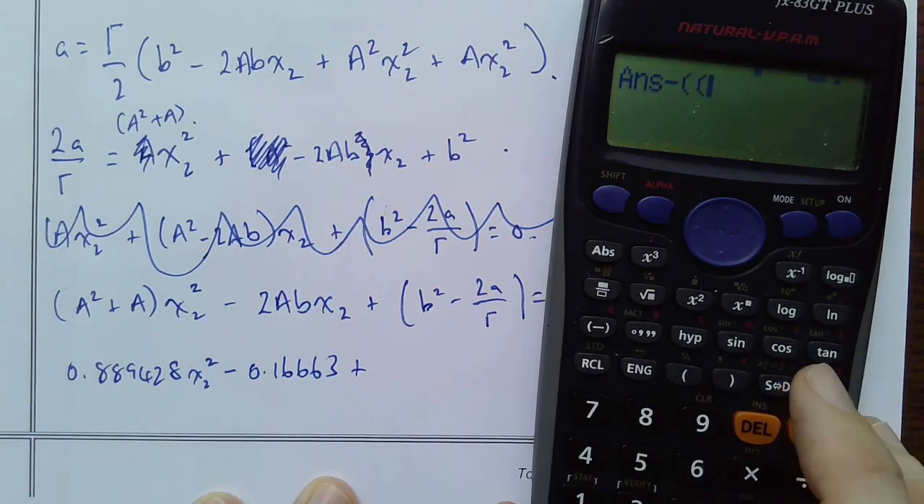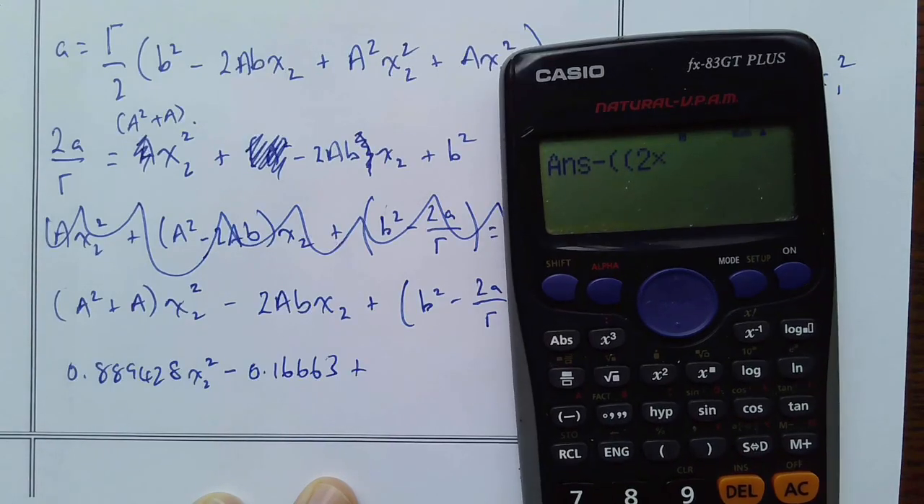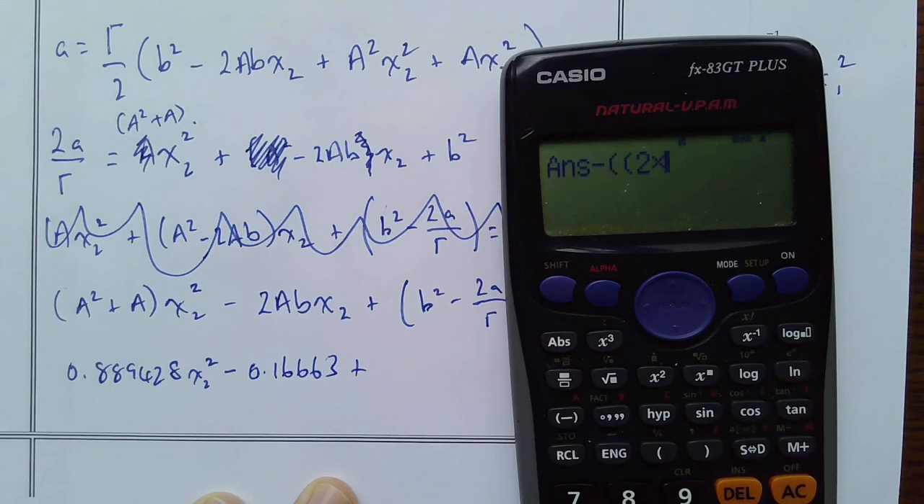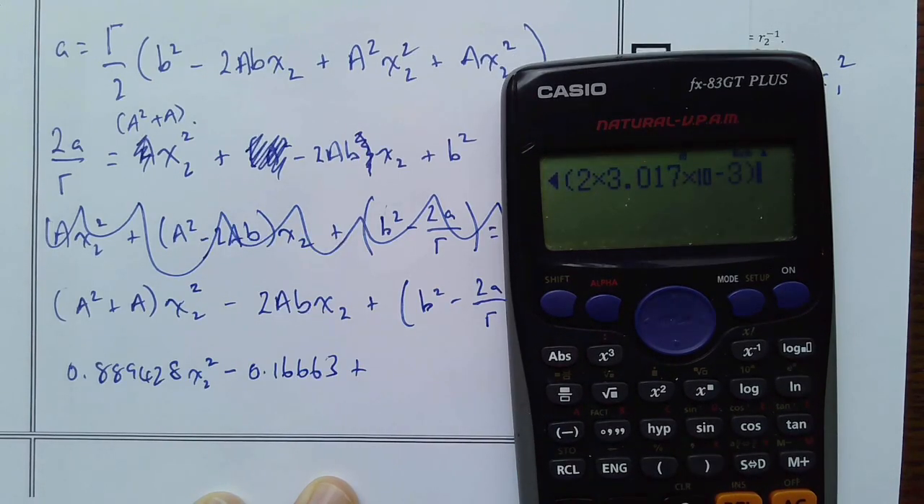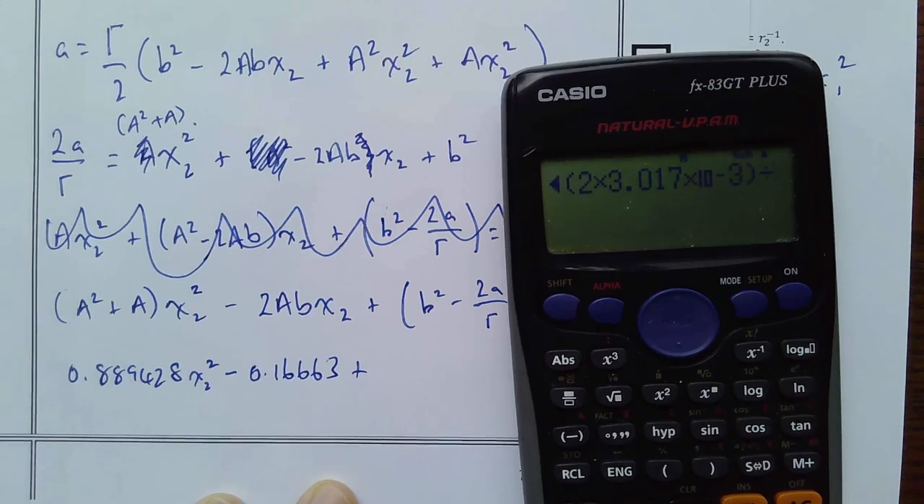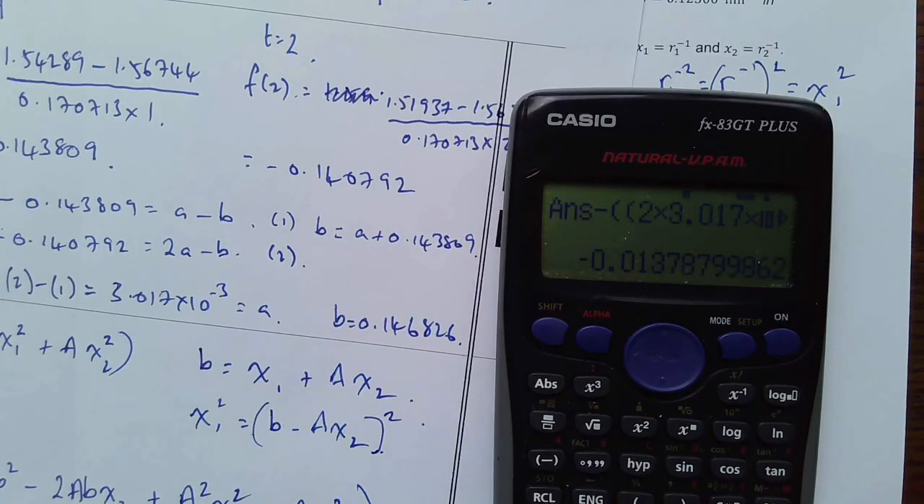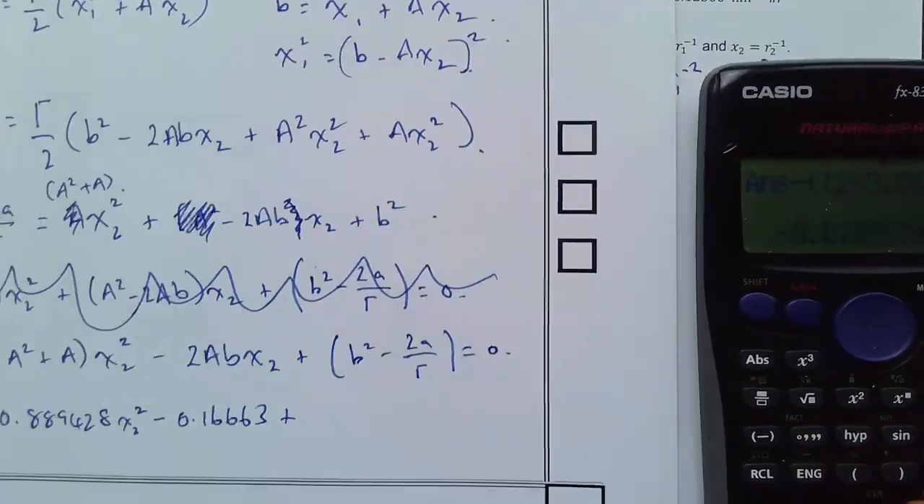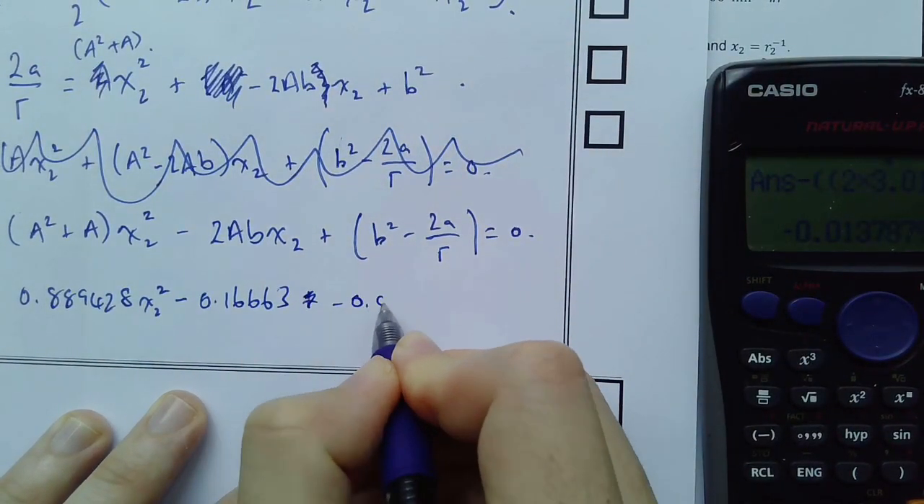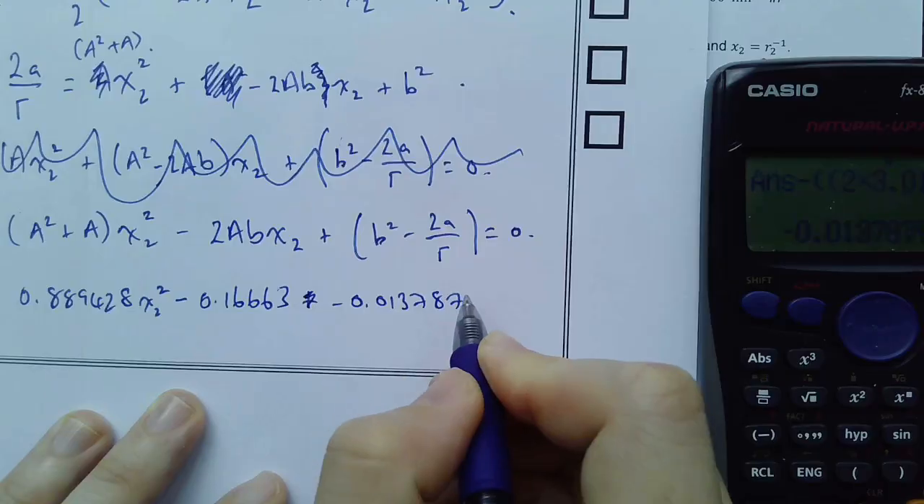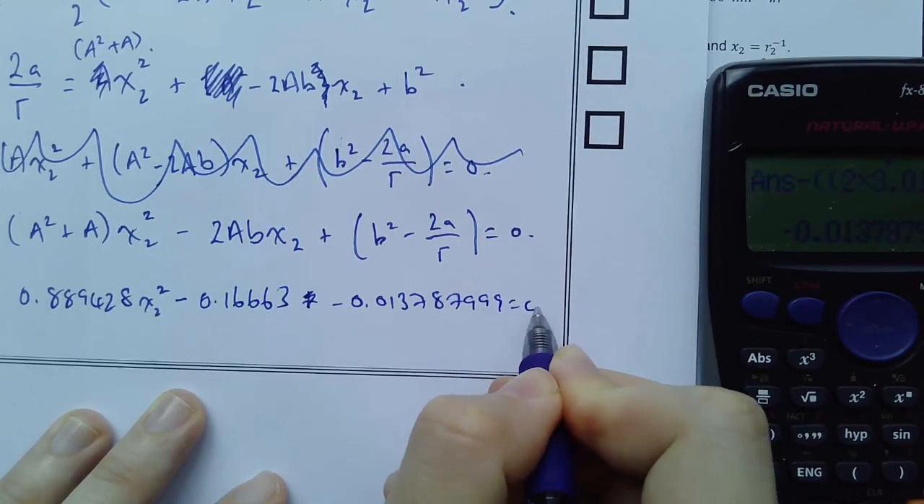Take 2 times a, 3.017 times 10 to the minus 3, divided by gamma. Where's gamma gone? Gamma, 0.170713, gives me that. So minus 0.013787. Oh, 999, fine, whatever. Okay.